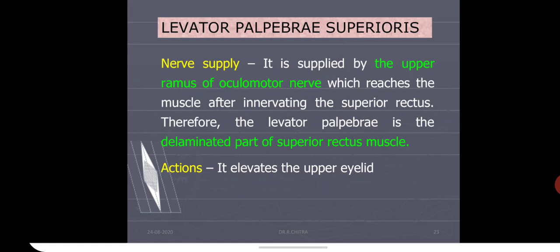Nerve supply we have already seen. It is supplied by the upper ramus of the upper division of the oculomotor nerve, which reaches the muscle after innervating the superior rectus. Levator palpebrae superioris is considered a delaminated part of the superior rectus muscle. Superior tarsal muscle is the delaminated part of levator palpebrae superioris. Action of this muscle is that it elevates the upper eyelid.